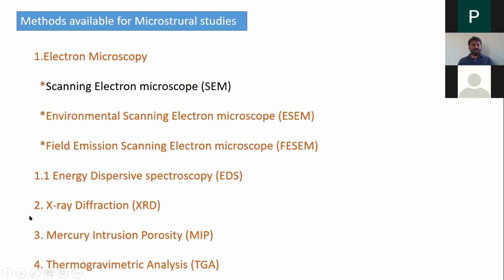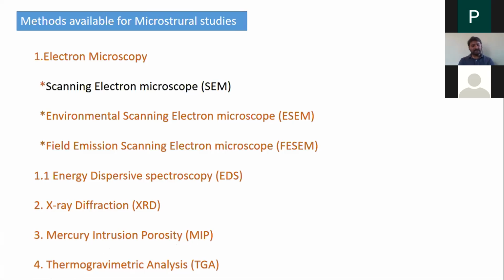The second method available for us for microstructure study is X-ray diffraction, short form XRD. XRD will give you the ionic composition. What kind of ions are there in your material can be studied in XRD. The third one is mercury intrusion porosimetry. We call it MIP. Mercury is passed from one end, and at the other end we see how much mercury is collected. Based on that, we study the porosity inside the concrete. This is one of the vague methods, we can say, but people are still using it. The fourth one is TGA, thermogravimetric analysis.